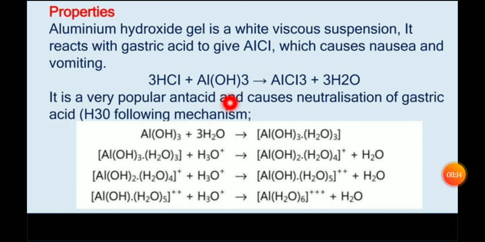HCl reacts with the aluminum hydroxide. It will give the aluminum chloride and water. This is the end product of this. It is a very popular antacid and causes the neutralization of gastric acid. See, it is a proper antacid and it neutralizes the gastric acid properly.